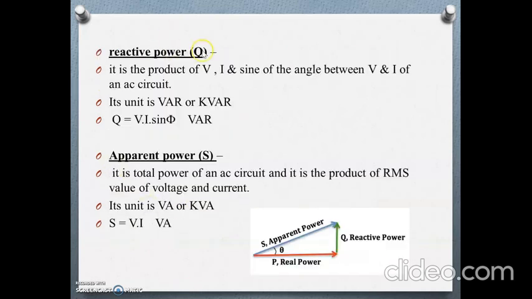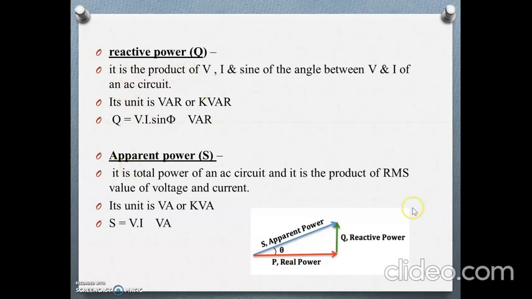The next one is reactive power, denoted by capital Q. It is the product of voltage, current and sine of the angle between voltage and current of an AC circuit. That is, Q is equal to VI sin phi, where V is the RMS value of voltage, I is the RMS value of current, and this is sin phi. Phi is the phase angle. Its unit is VAR or kVAR, meaning volt ampere reactive or kilovolt ampere reactive.